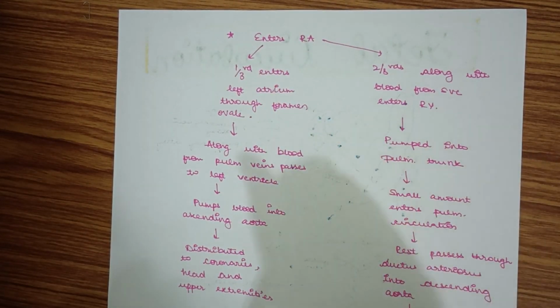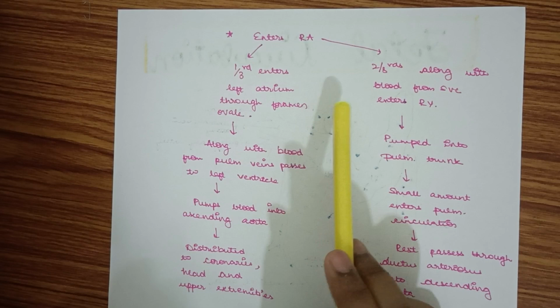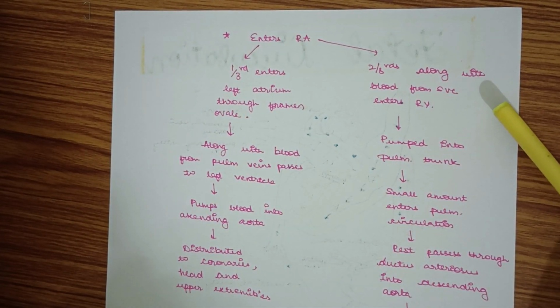From the right atrium, one third of the blood will enter the left atrium through the foramen ovale, which is mostly the oxygenated blood, whereas two-thirds of the blood, along with blood from the superior vena cava, will enter into the right ventricle.